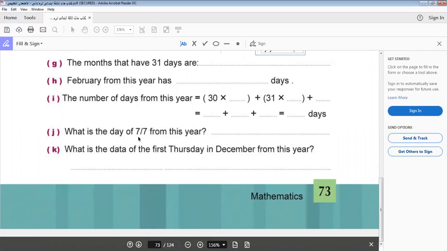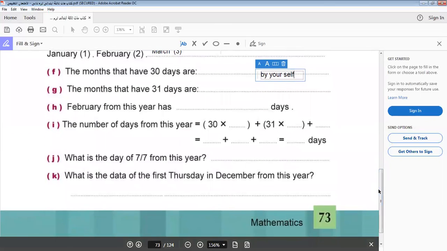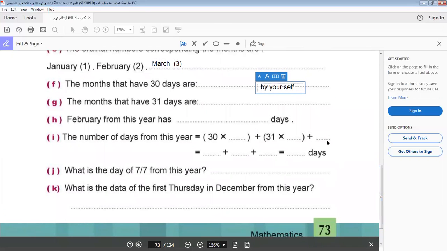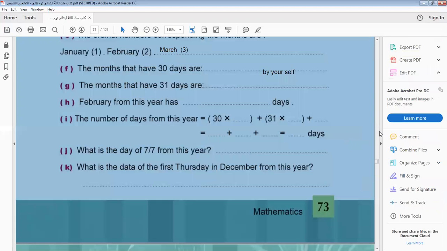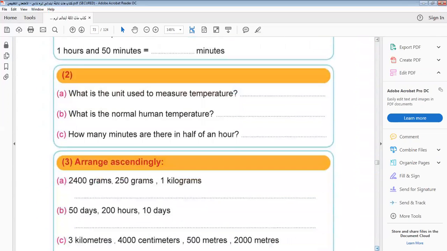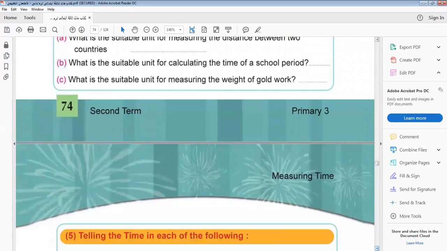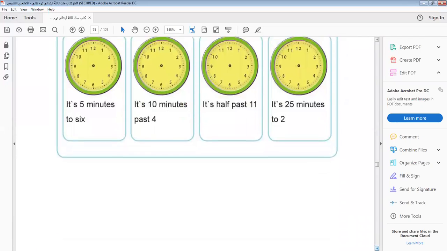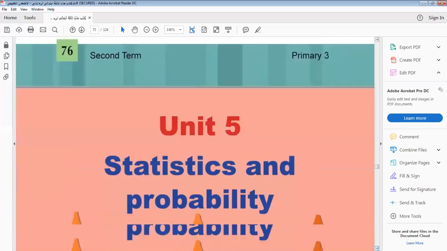What is the day of the seventh of this year? So look at the calendar and answer all of them. What is the date of the first Thursday in December this year? Okay, you can answer all of them from the table you have here. In the page, you will do this by yourself, or we will answer it on Zoom. Okay.